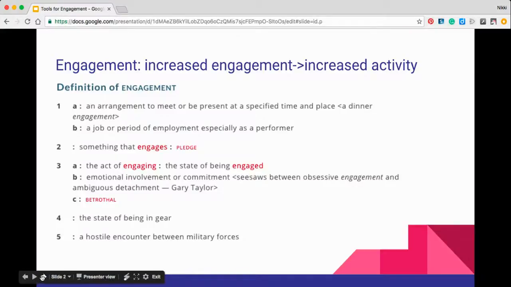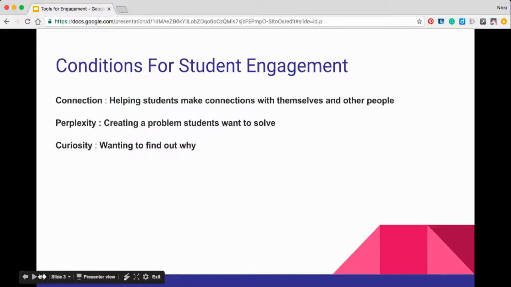Engagement. What is increased engagement? When we're talking about engagement, we mean increased activity. In that one-to-one classroom, we want to engage those students. We want them to become active, whether they're becoming active with one another, emotionally involved, committed to the learning. That's what we mean by engagement.